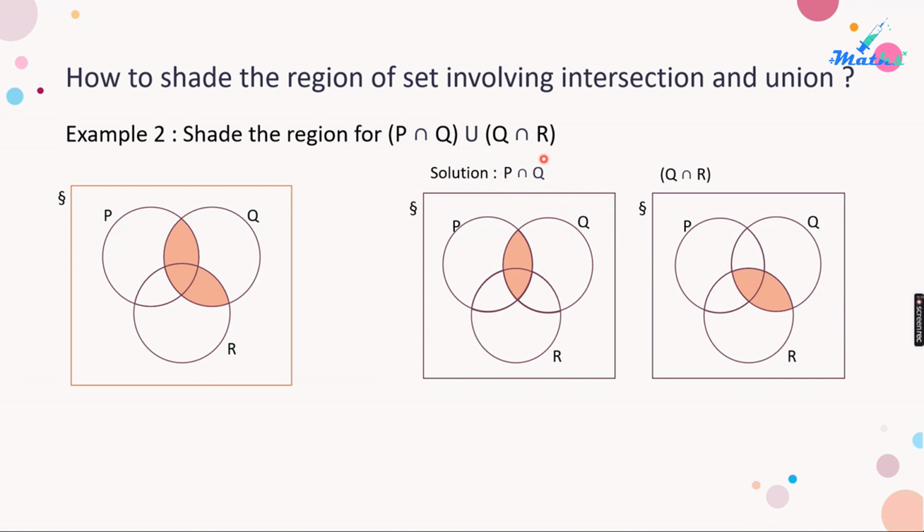Now we combine it for P and Q, union Q and R. So we just take the P and Q and R, the shape place is here, 3.